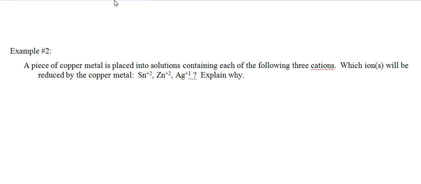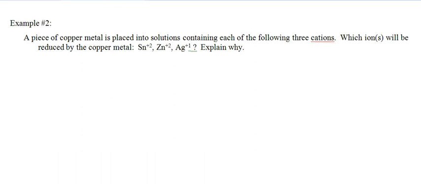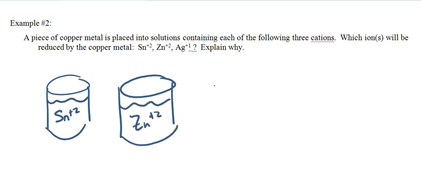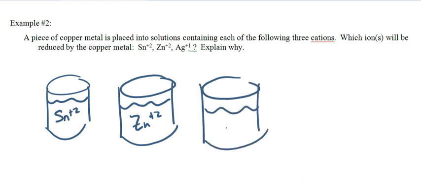All right, example number 2. It says a piece of copper metal is placed into solutions containing each of the following 3 cations. Which ions will be reduced by the copper metal? So here's our scenario. We've got 3 containers. Maybe this one has the tin +2. Here's another beaker that has zinc ions. And again, these are all solutions. And then we have a third beaker that has some silver ions in it.